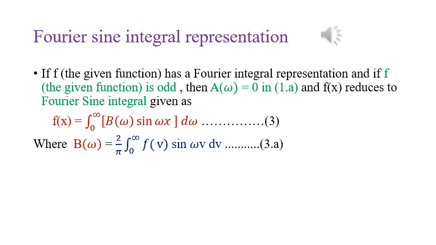And we have b of omega. In b of omega, sine is an odd function and the given function is also odd. So odd function into odd function is always an even function. Therefore we can write b of omega as 2 by pi integral 0 to infinity f of v sin omega v dv. And then the first part becomes integral 0 to infinity b of omega sin omega x d omega.